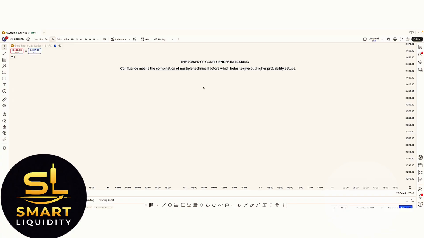Even when you're mapping out your trading plan, you need to have the list of technical factors you need to see present on the chart before you decide to take your trades. That is what we call confluences. So a quick one: from the screen, you can see I've given a simple meaning of what confluence means. It means the combination of multiple technical factors which helps to give out higher probability setups.